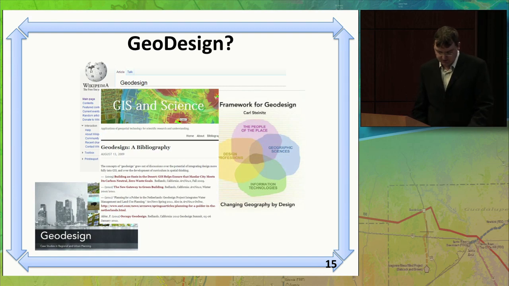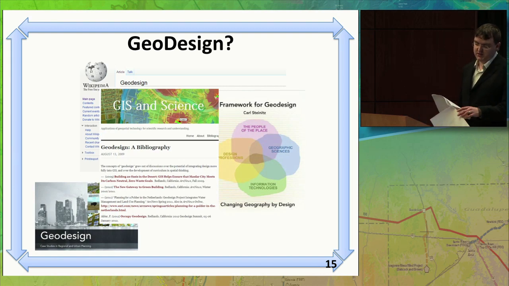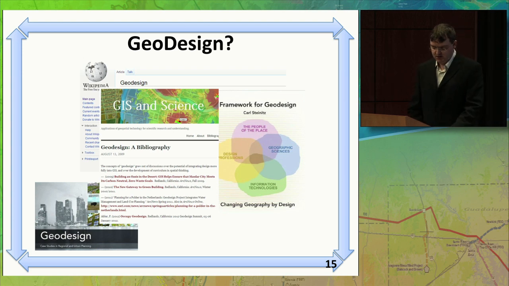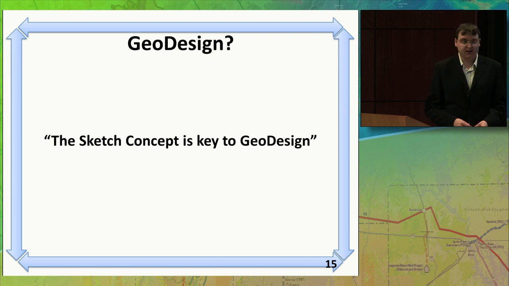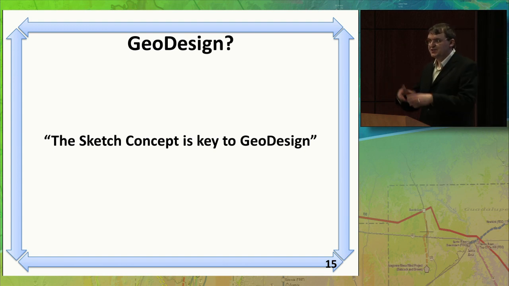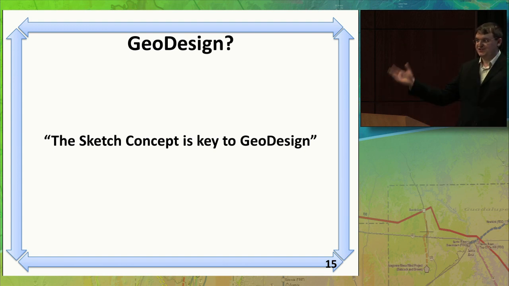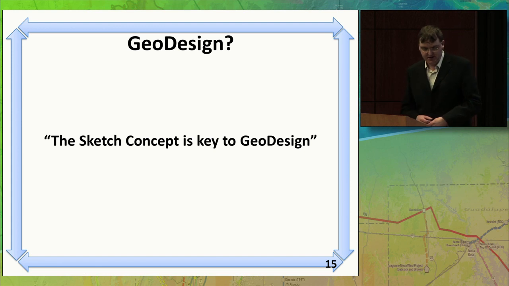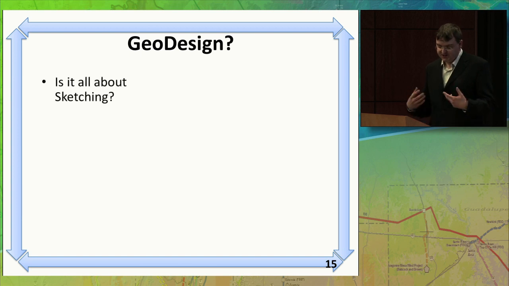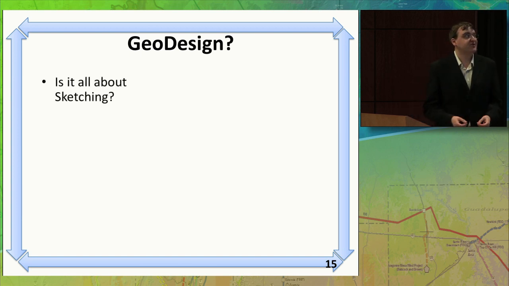And one of the things I read was linked to from this summit's website, Changing Geography by Design. One particular phrase that stood out for me was, the sketch is key to geodesign. And you can see a lot of our work has been about the detailed design. That's where we get excited, not the sort of strategic broad view, but some of the details, we like that. And in some respects, I'm gonna have to worry about this. If the key to geodesign is sketching, I'm in trouble. I'm in big trouble. You see, I can't draw.